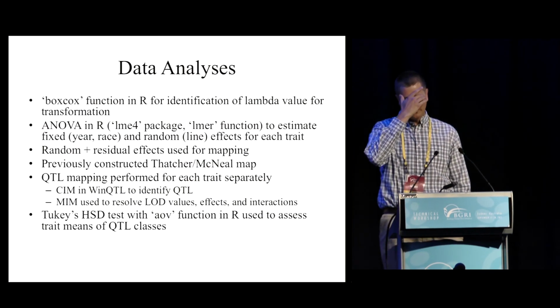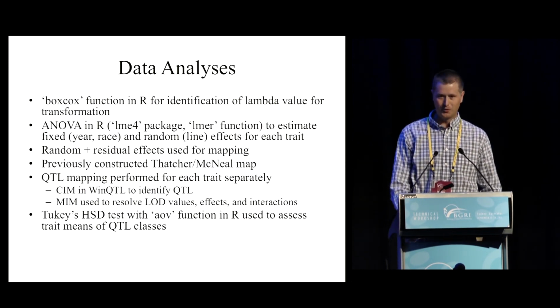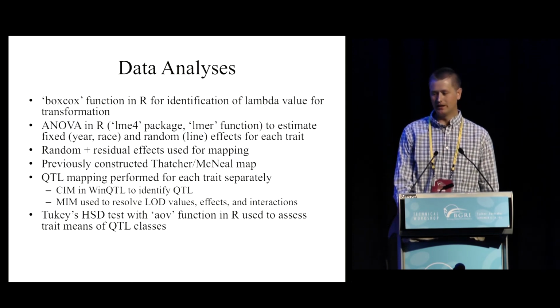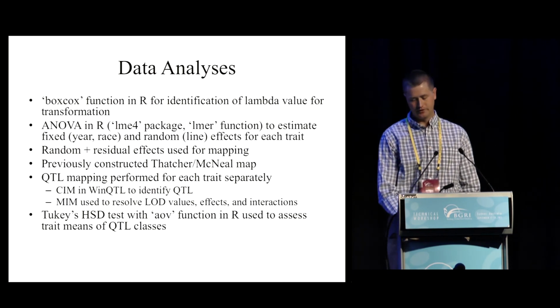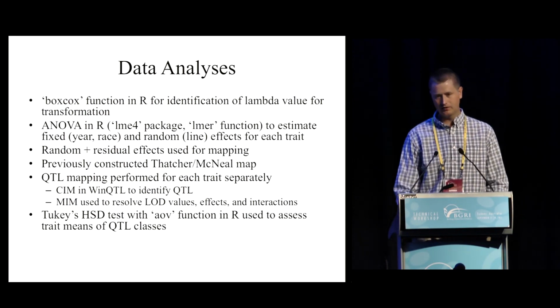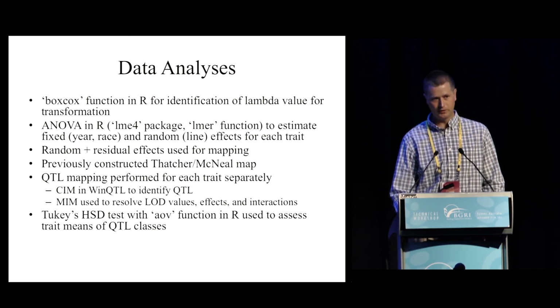And so the last part of the materials and methods is very important, but it's also kind of boring, so I'm just going to run through it really quick. We used a function in R in order to transform the data to best fit a normal distribution for further analyses. We used ANOVA to estimate the fixed environment and race effects. And then we used the random or line effects and the residual effects in mapping.